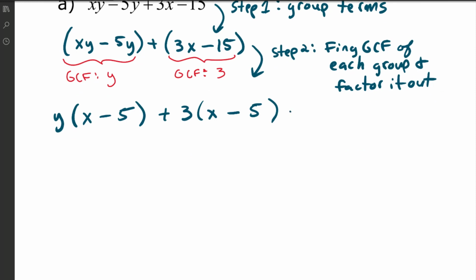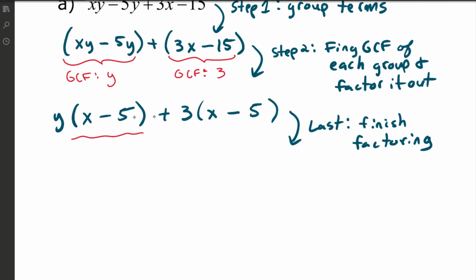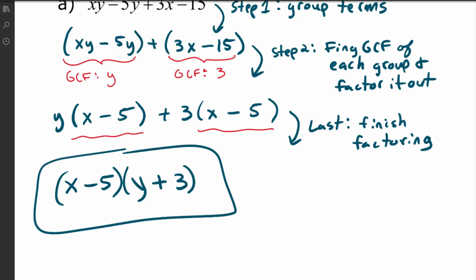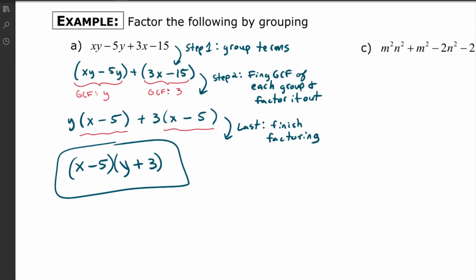Now, the very last step is we're going to finish the factoring. If you look here, look at what you have: x minus 5, x minus 5. That is a common factor. So we're going to factor out the x minus 5, and then left behind will be a y plus 3. And that is how you factor a polynomial by grouping.